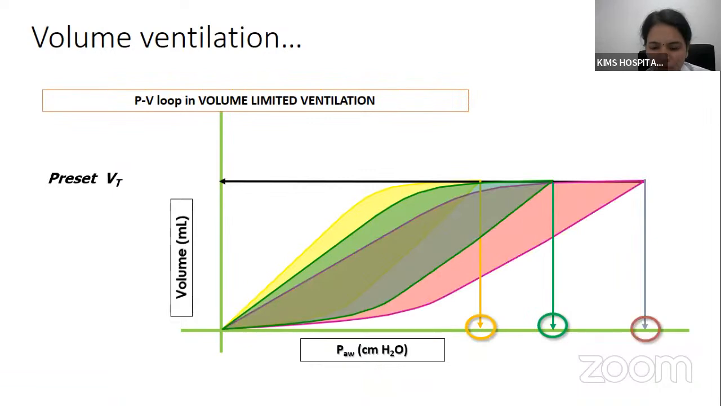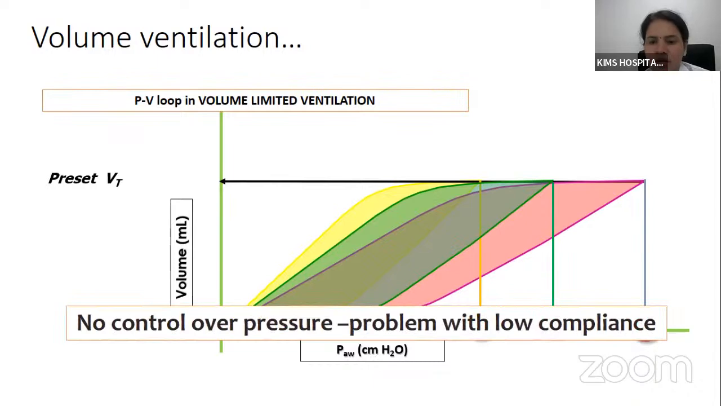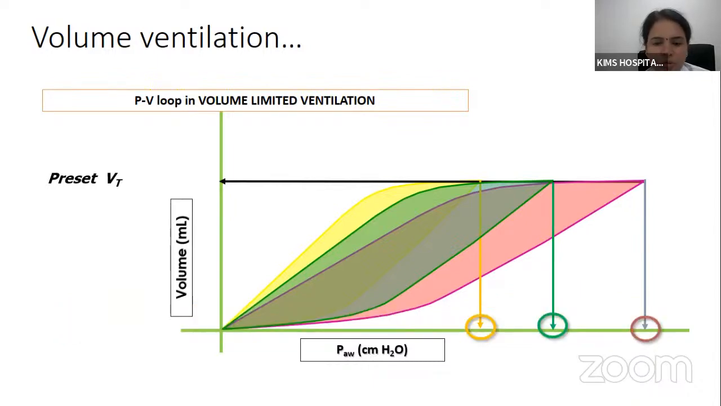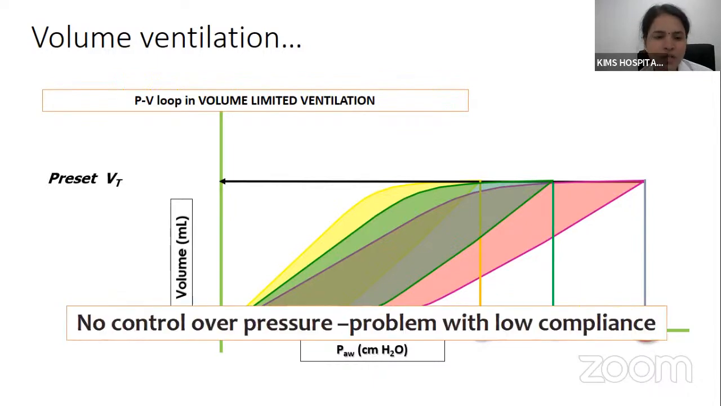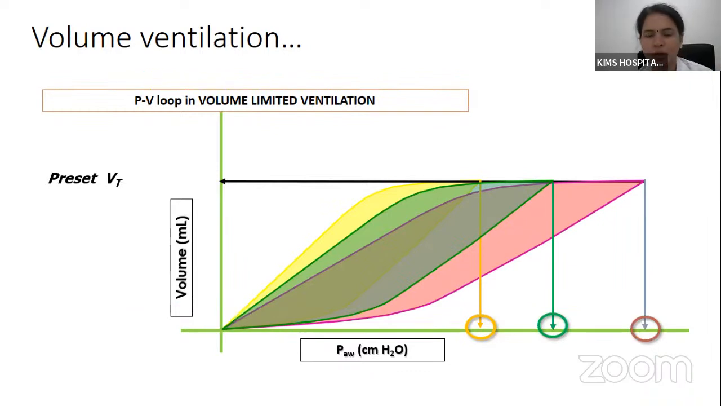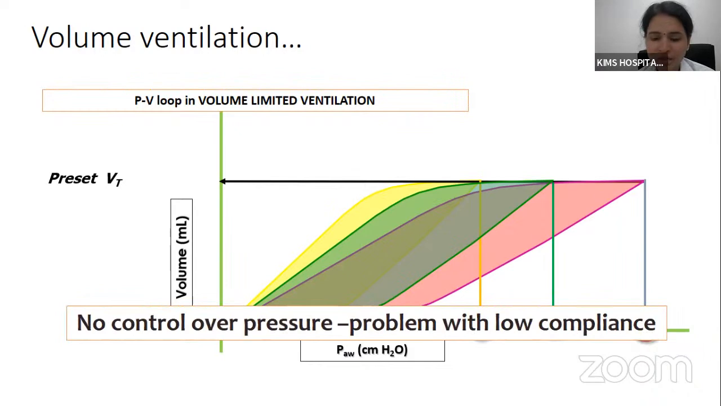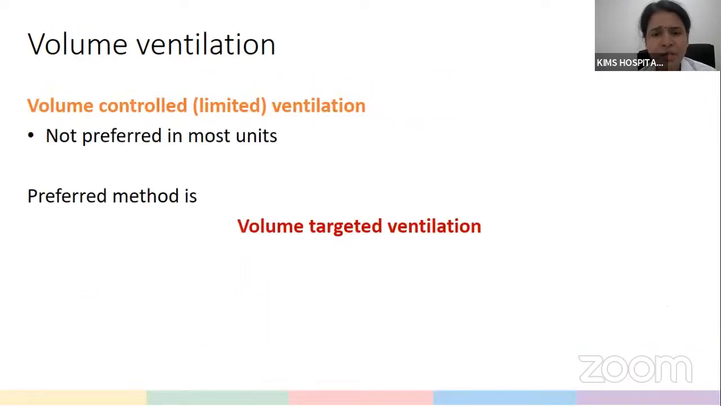So we discussed the PV loop in the volume limited ventilation, and this is how it looks. You can see that when we use volume limited ventilation, although we achieve the same or constant tidal volume, there is no real control over the peak pressure. Sometimes it might be 12, sometimes the peak pressure might be 18, sometimes it might go to 25. So it may result in our lack of control over deciding the peak pressure, especially in a lung which is very low compliant. The PIP required might jump up and down based on the changes in compliance.